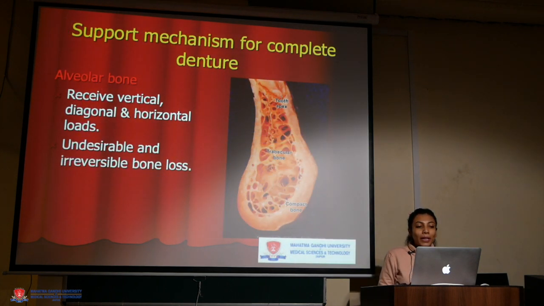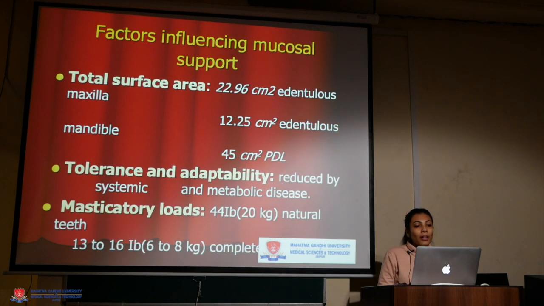Support mechanism for complete denture. The alveolar bone receives vertical and diagonal horizontal load, causing undesirable and irreversible bone loss. Factors influencing the mucosal support: the total surface area of the edentulous maxilla is 22.96 centimeter square, in the mandible 12.25 centimeter square, and in the periodontal ligament 45 centimeter square. The tolerance and adaptability are reduced by systemic and metabolic disease.